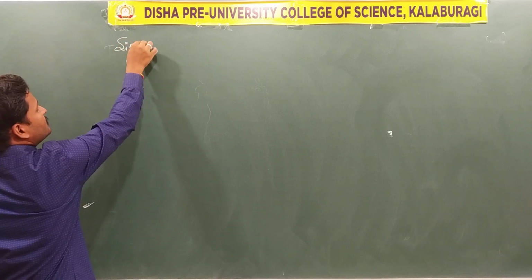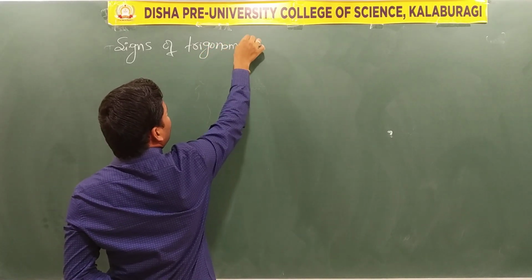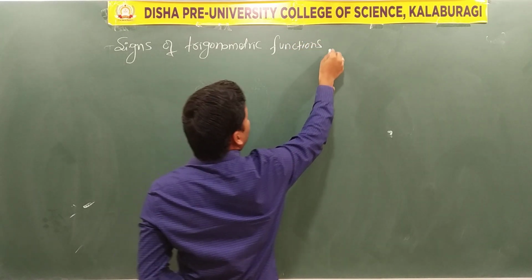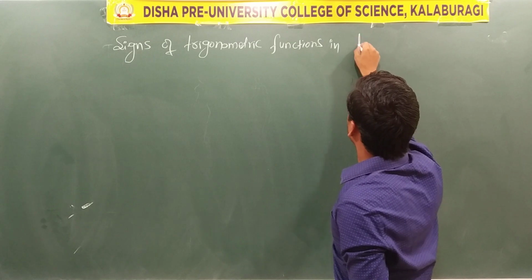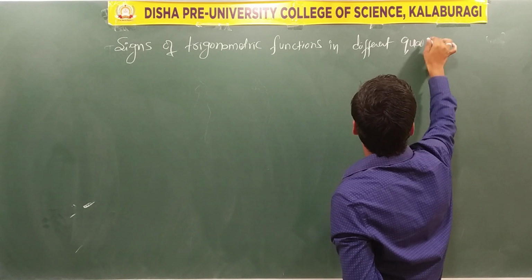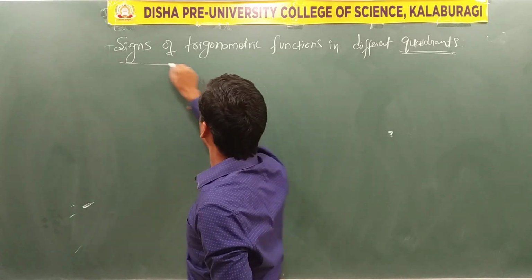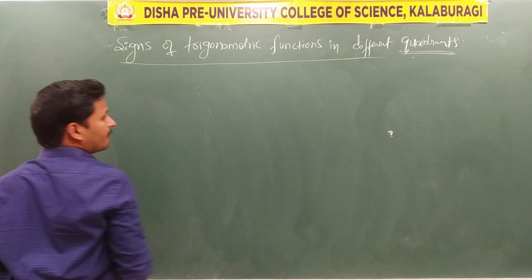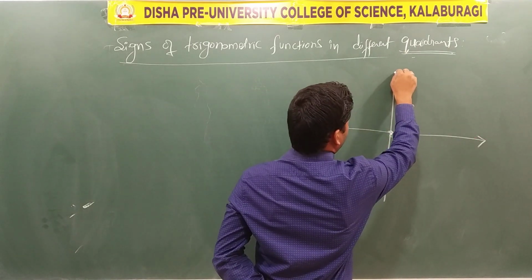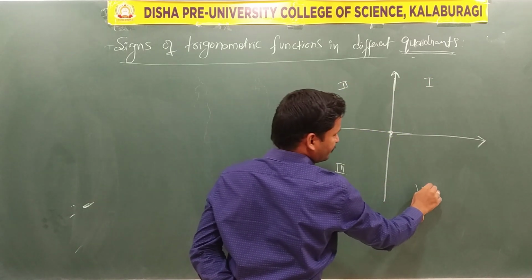Next, signs of trigonometric functions in different quadrants. There are 4 quadrants. This is first quadrant, second quadrant, third, and this is fourth quadrant.